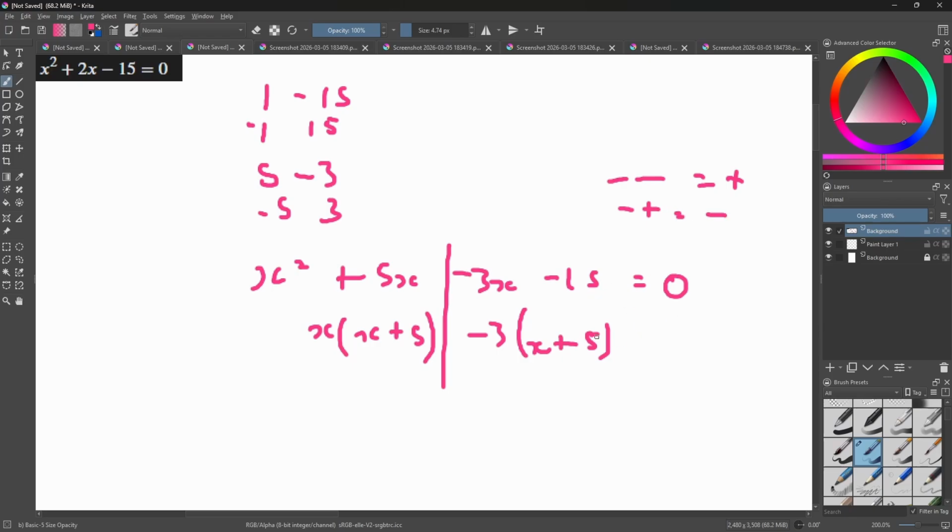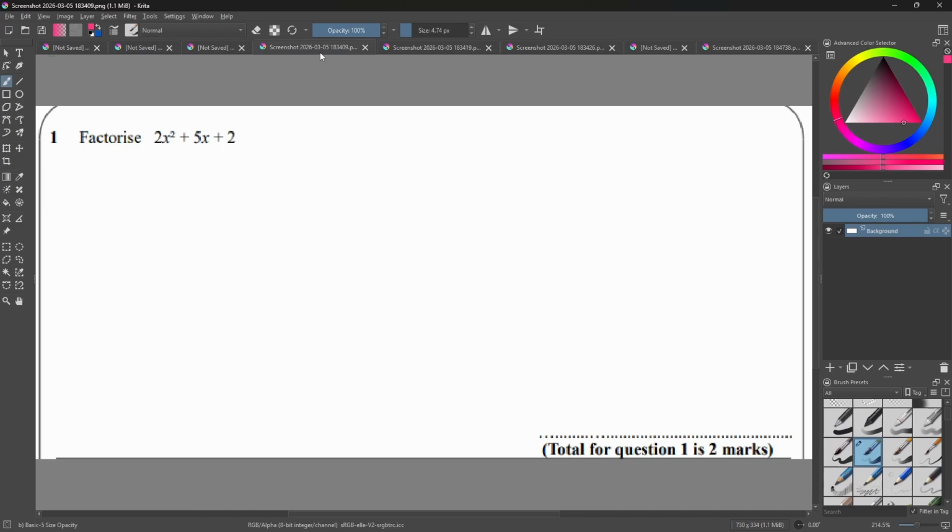So we now have x minus 3, x plus 5, and they both equal 0. So here x is going to equal 3 and x is going to equal minus 5. Cool. That's not too bad, is it? Now it gets a little bit more difficult.